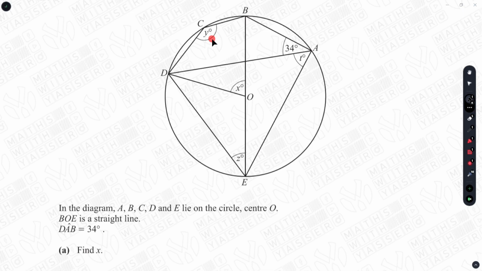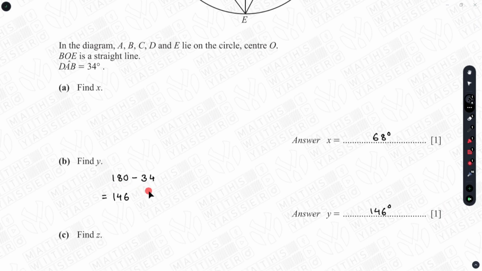If you just simply focus now on the quadrilateral A, B, C, D, you can see that it is a cyclic quadrilateral because all the vertices are on the circumference. Therefore, we know that opposite angles in a cyclic quadrilateral add to 180 degree. So therefore, Y plus 34 should be 180 degree as they are the opposite angles of a cyclic quadrilateral. So Y should be 180 minus 34, which is 146.